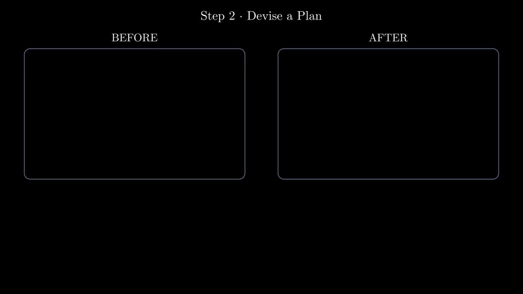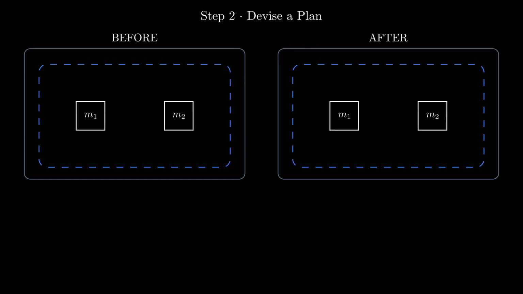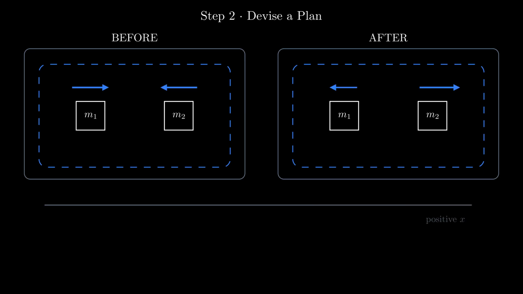Step 2. Devise a plan. Draw every element of your system twice. Once in the state immediately before the system changes and once immediately after. Give each mass and each velocity its own symbol. Choose a set of positive directions and unit vectors, and use the same choice in both states. Then choose symbols that match the state and the motion, because that is what makes the result readable later.